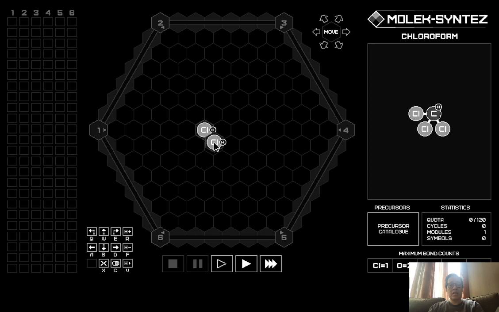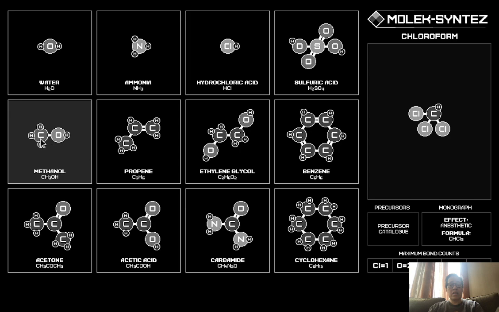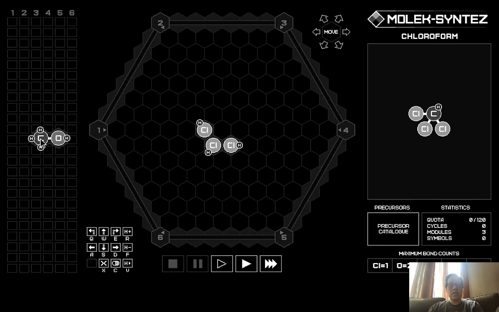Holding down some modifier keys to see if I can clone, and I can. On the Mac, it's holding down the command key. All right, and then I need a carbon, and there aren't any lone carbons, which should surprise no one, because I believe lone carbon is either graphite or diamond. So I'm going to need to cleave off the oxygen by turning it into water, so let's do that first.